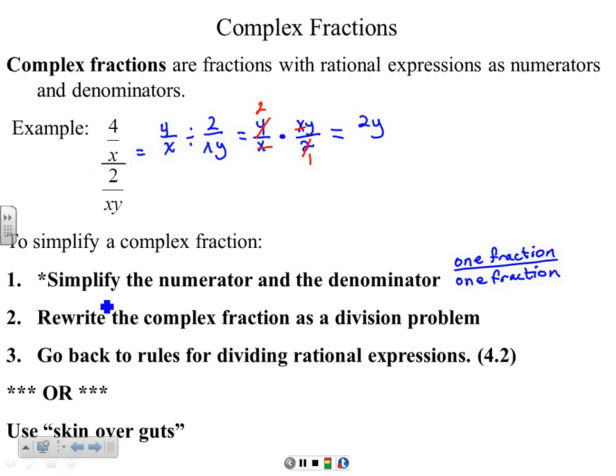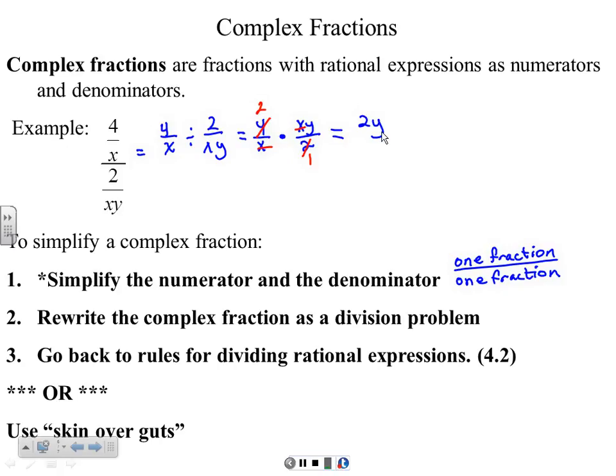So simplify the numerator, one fraction over one fraction. If it's already set up that way for you, you're going to rewrite the complex fraction as a division problem. And then go back to the rules for dividing rational expressions in 4.2, which basically says take your division and do keep, change, flip, multiply by the reciprocal, reduce where you can, and then multiply straight across.